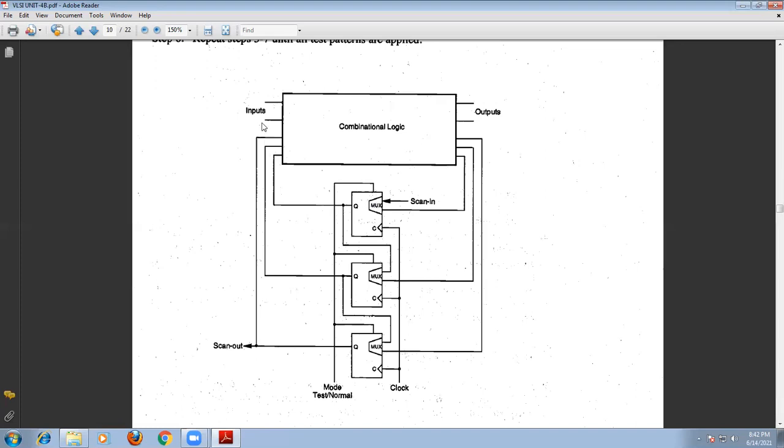Just remember, this is the scan in, and the last stage we have is the scan out. This is the last point, the scanned out signal. This is the input and this is the output of the signal.